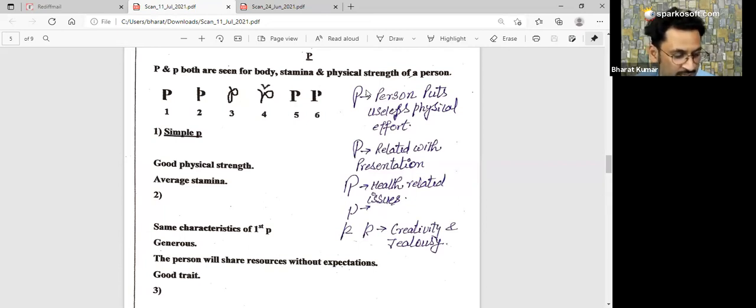Yes, Ashish has sent me something. I will explain here. This kind of P is not a good trait. The person will put in useless physical effort, unnecessarily.